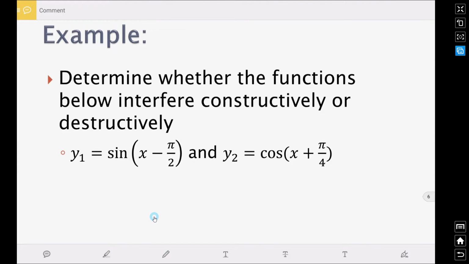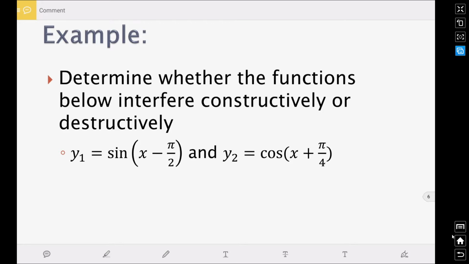Why is this important? Because in a lot of applications involving waves, one of the things you can do is either make a sound wave louder by interfering constructively with it, or you can make a sound wave lesser by making the sound waves interfere destructively. A great application of this is in noise-canceling headphones. A noise-canceling headphone will generate a wave that will counteract outside waves.